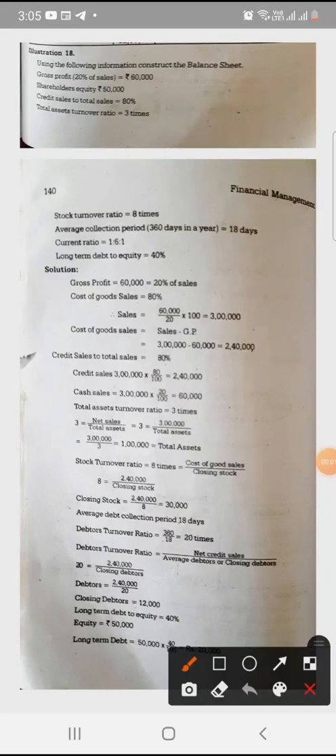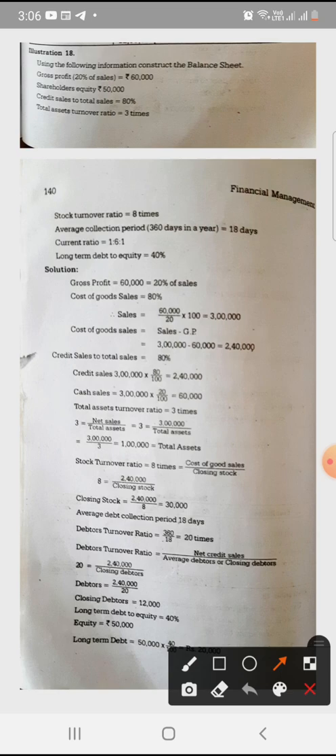Hello students, today I'll be explaining the balance sheet under ratio analysis. The same thing I did in the last recorded video also, wherein the information will be given. You have to use the formula, calculate the ratios and the values, and then prepare the balance sheet. Okay, so I'll go for the problem now.